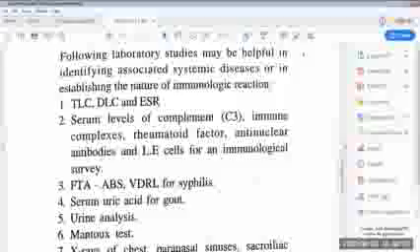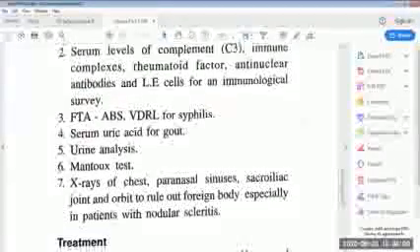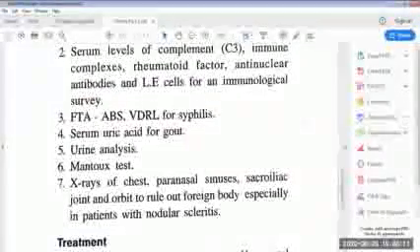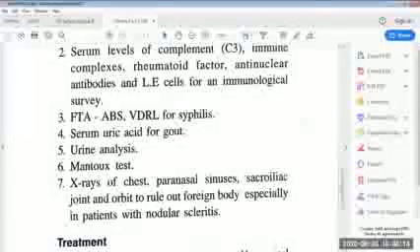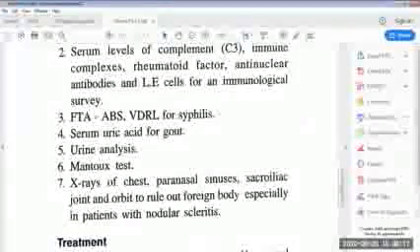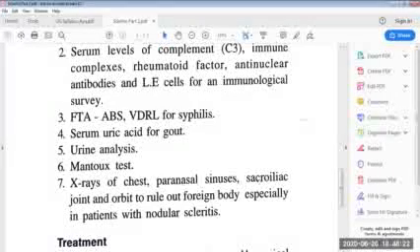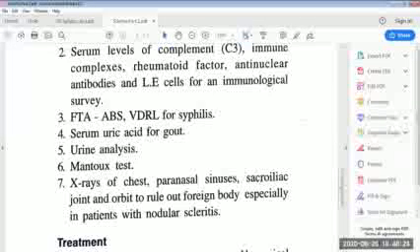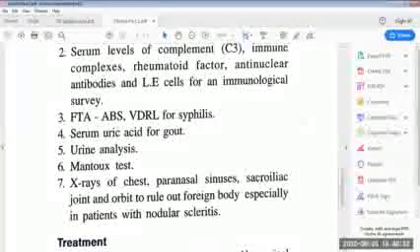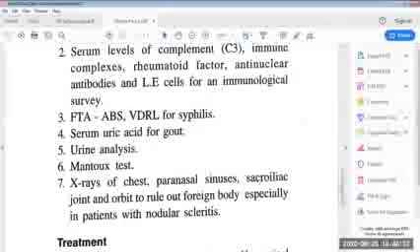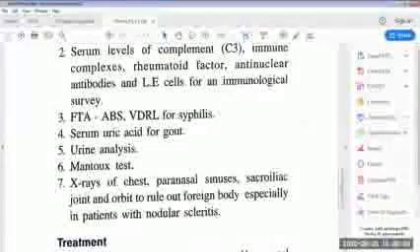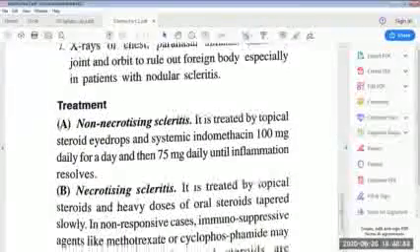And next is the serum uric acid for gout, then urine analysis, then Mantoux test for tuberculosis. It is a test for immunity to tuberculosis using intradermal injection of tuberculin. Then X-ray of chest, paranasal sinuses, sacroiliac joint, and orbit to rule out foreign body, especially in patients with nodular scleritis. Then comes the treatment part.